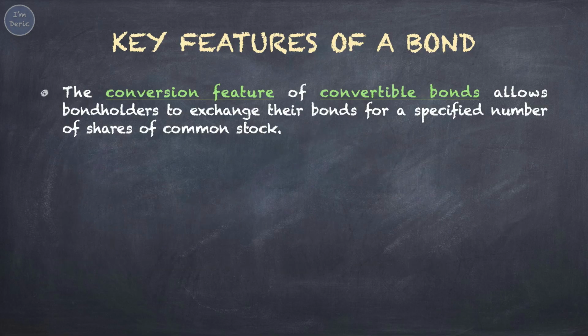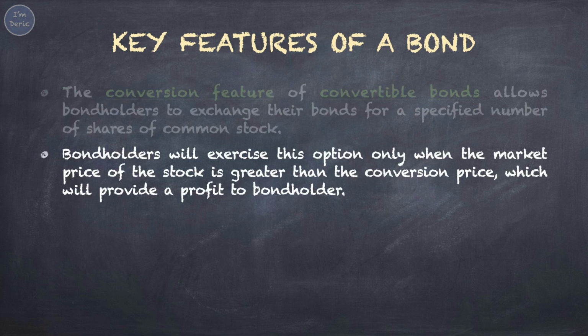Certain bonds also come with conversion feature, in which the convertible bonds allows bondholders to exchange their bonds for a specified number of shares of common stock. Bondholders will exercise this option only when the market price of the stock is greater than the conversion price, which will provide a profit to bondholder.